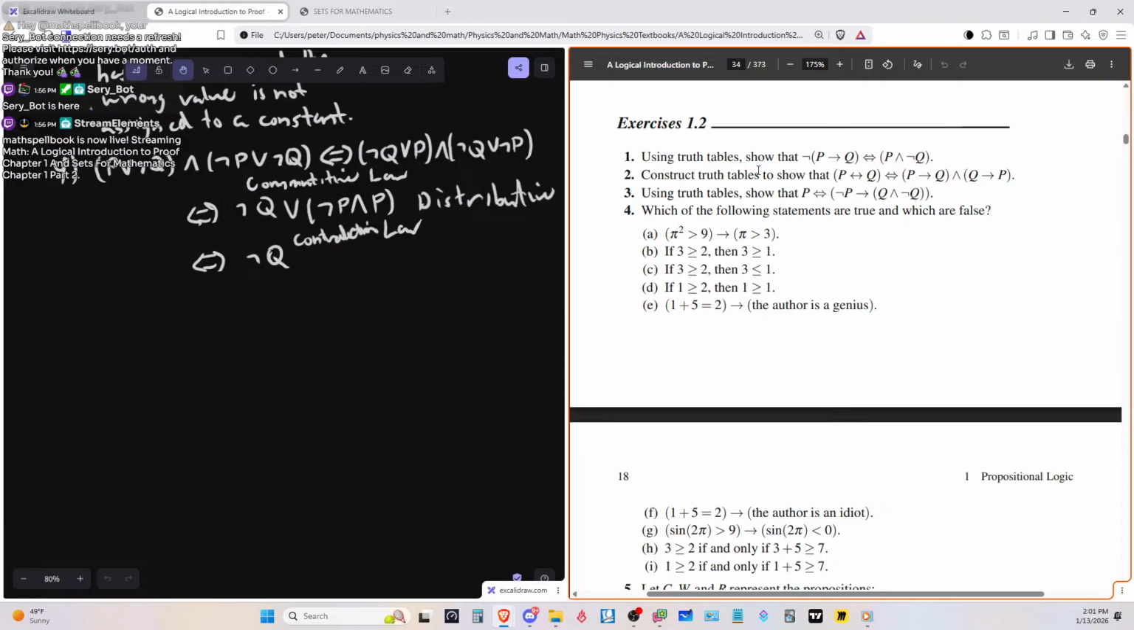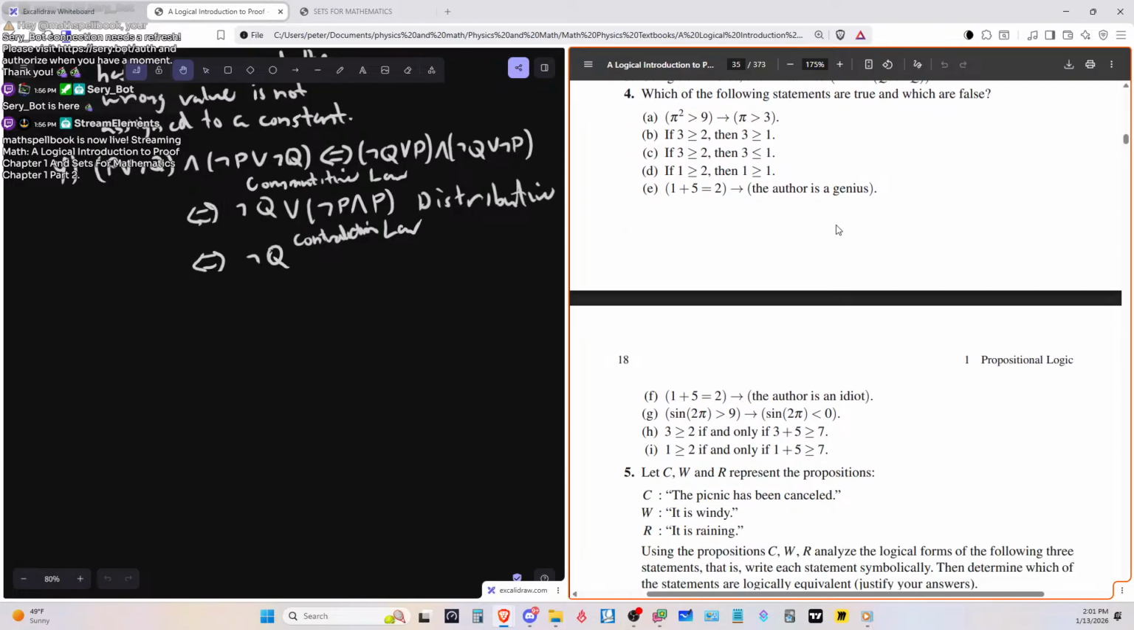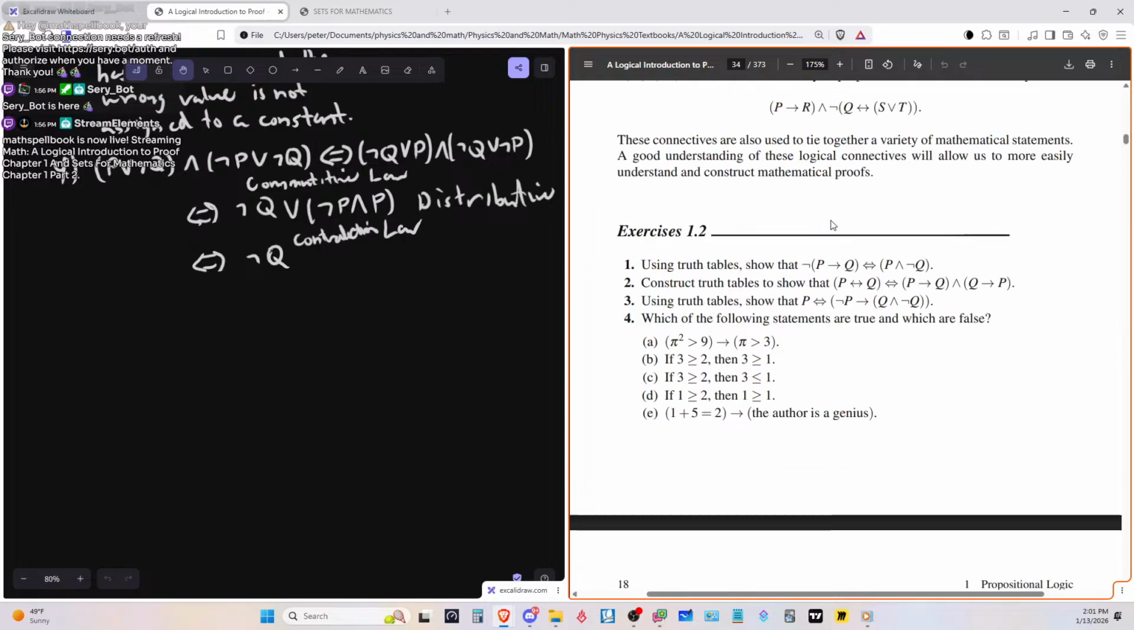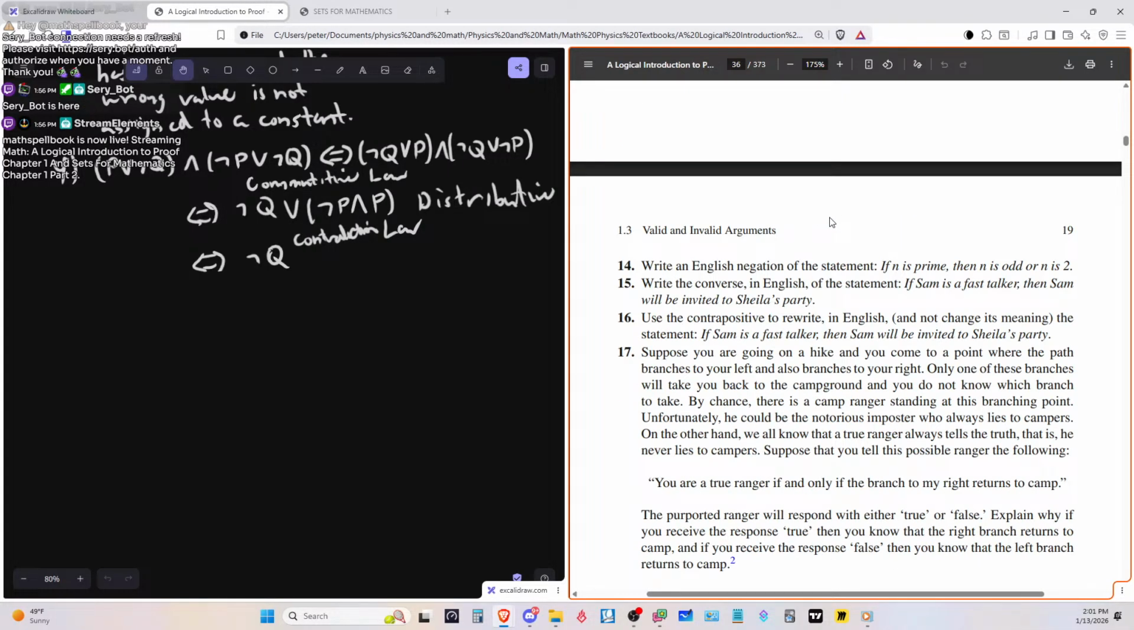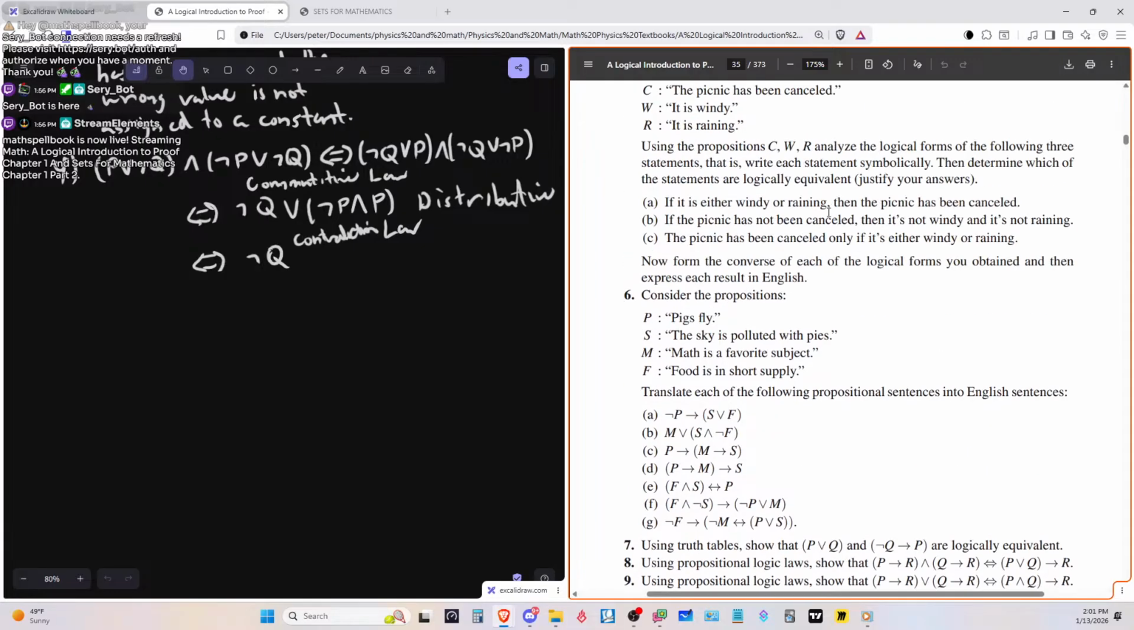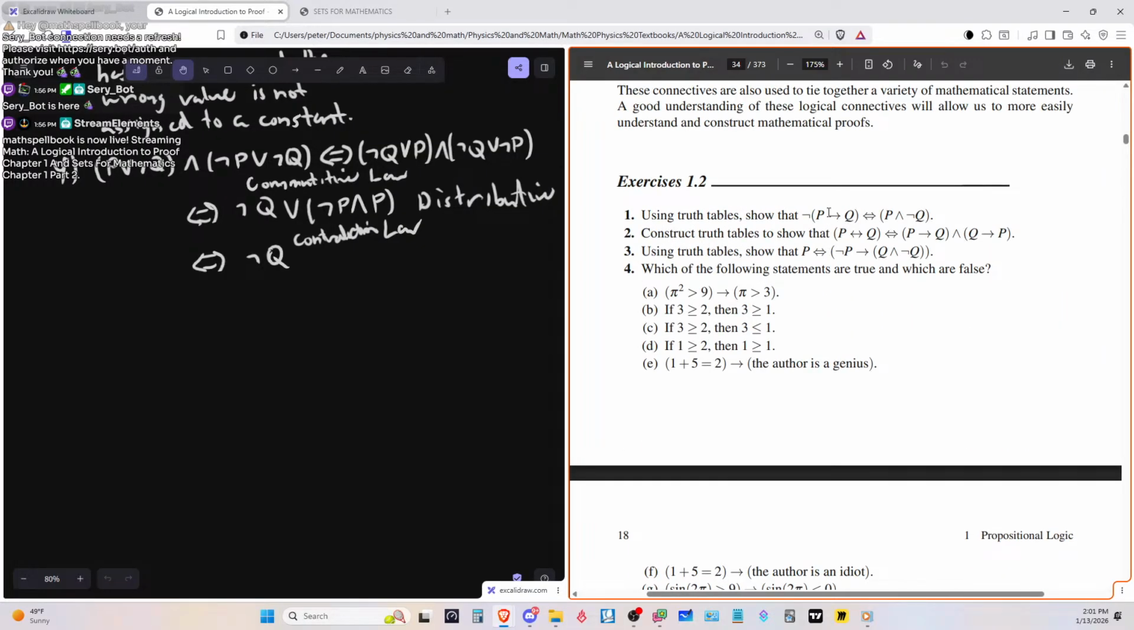So it looks like we're actually going to be working with implied and if and only if statements now, and seeing how they relate back to the stuff that we learned in previous sections. Okay, so I think this one has 17 problems, right? Yeah, this one has 17 problems. So there's a lot more to go through, actually.